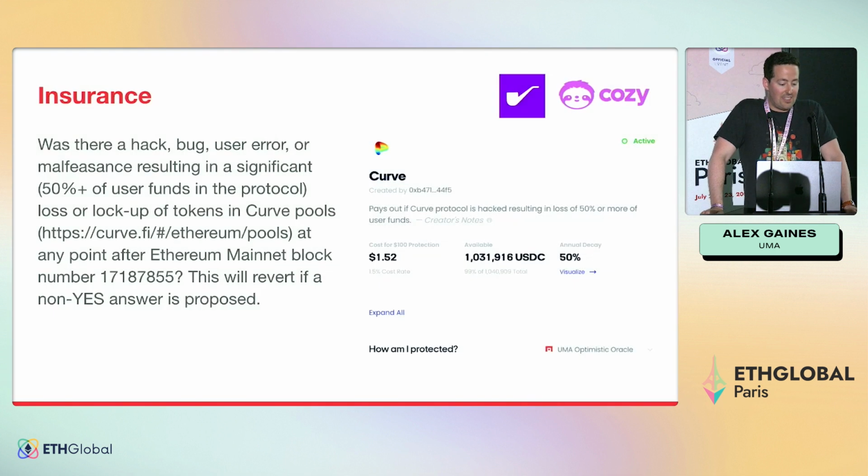And another example is we have Cozy and Sherlock. They're both prediction markets. And this is basically, was there a hack, bug, user error, malfeasance? Again, it's basically just asking if 50% of the user funds in Curve was hacked before or after a specific block number on Ethereum. And I think these details they're providing, a specific block and a specific value of 50% or more, mean there's not going to be any confusion. If there's a small bug in the UI that causes a couple $1,000s, that's not disputable, or that's not something that you can actually claim as a hack. It has to be 50% of those user funds. So I think that's an important distinction when you're thinking about what you should be asserting to the oracle.